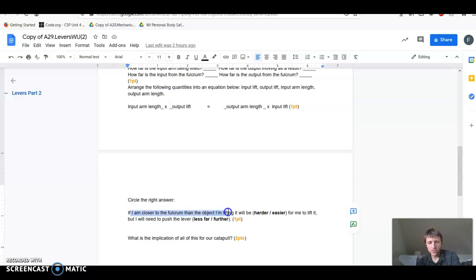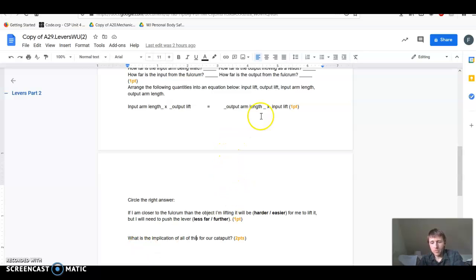If I'm closer to the fulcrum than the object I'm lifting, will it be harder or easier for me to lift it? And will I need more or less distance in order to get the same distance output on the other side? So think about those carefully. And then what is the implication for our catapult as a result? If something there is unclear, please send me an email and I will be delighted to help answer it.